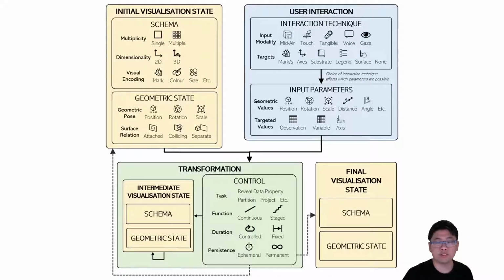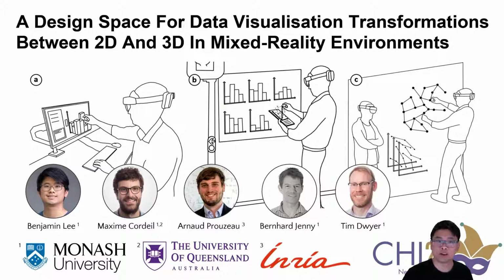In conclusion, we chiefly contribute a design space for the creation of visualization transformations between 2D and 3D using surfaces and spaces in the immersive analytics environments. This design space considers several more factors than other works, including the relevance of geometric properties in transformations, how user input can affect the transformation, and the use of ephemeral style transformations, which is described in more detail in the paper. We hope that this work can inspire others to think of new ways of combining surfaces and spaces and 2D and 3D visualizations together in immersive analytics environments.